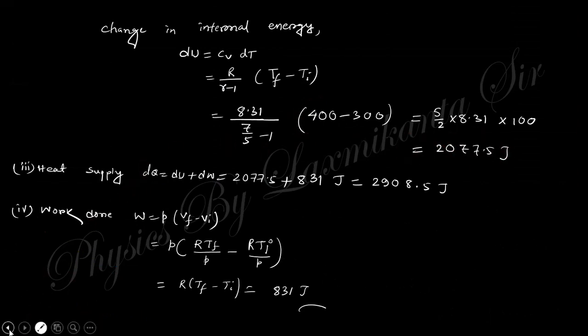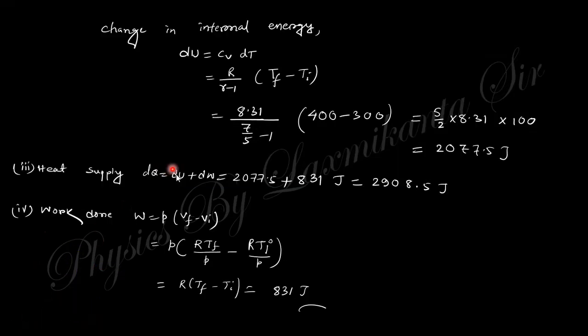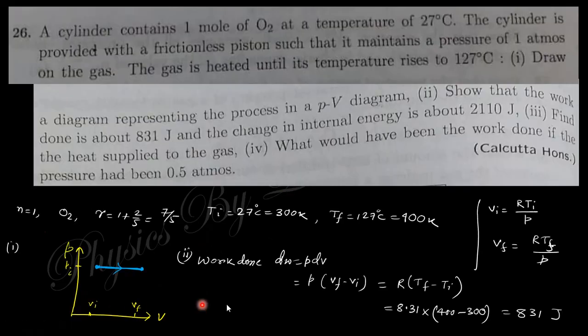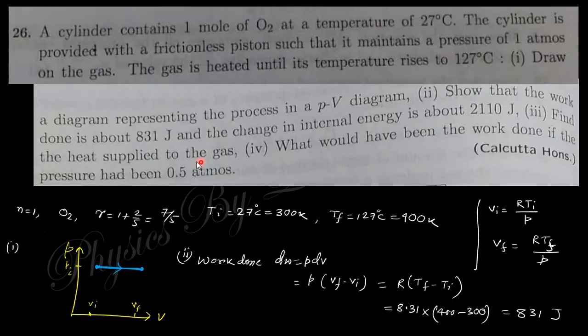Next, find the heat supplied to this gas. Heat is nothing but dU plus dW. dU is this, and dW is 831. So finally, dQ equals this one. Next question is, when the pressure is 0.5, what will be the work done?